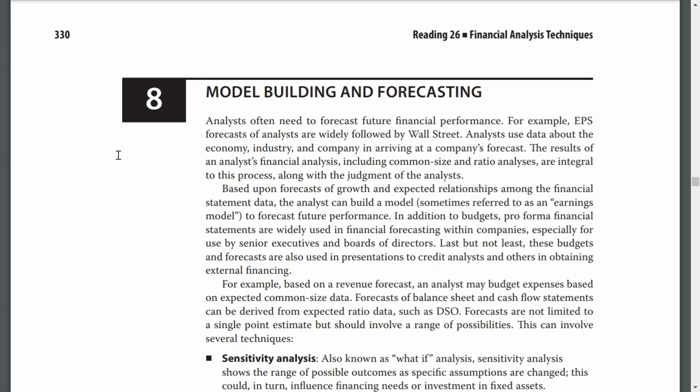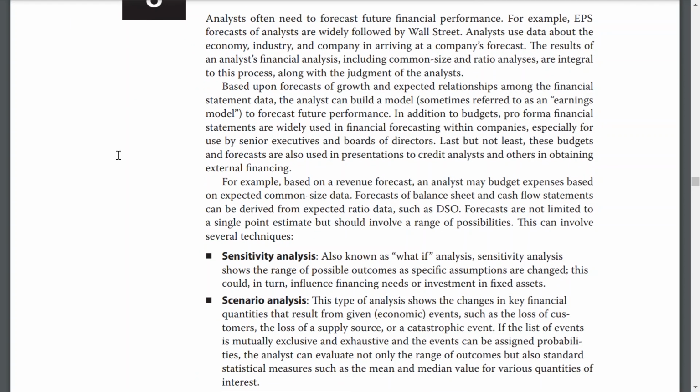Last but not least, these budgets and forecast tools are used in presentations to credit analysts and others to obtain external financing. For example, based on revenue forecasts, an analyst may budget expenses based on expected common size data. Forecasts of balance sheet and cash flow statements can be derived from expected ratio data such as DSO. Forecasts should not be limited to a single point estimate, but should involve a range of possibilities.